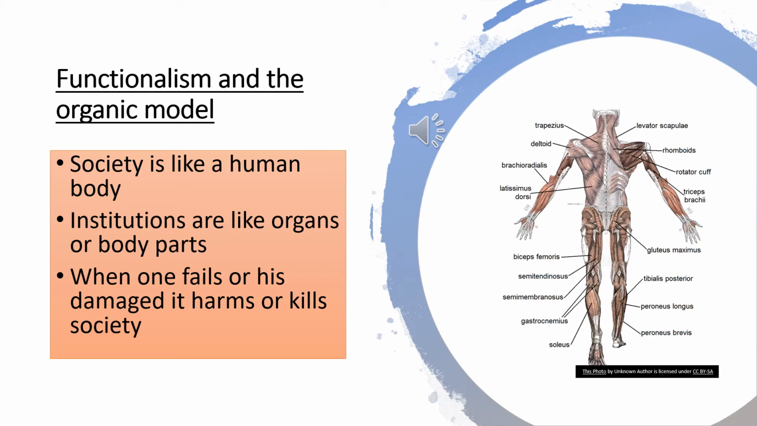Carrying on here then with the idea of science, the functionalist idea of the organic model of society. So society is like a human body. The institutions are organs or body parts. So for example, the family, education, law, government, etc. They're all distinct parts of a societal body, if you like, and if one of those parts suffers or even fails or dies, it can harm or even kill off a society.